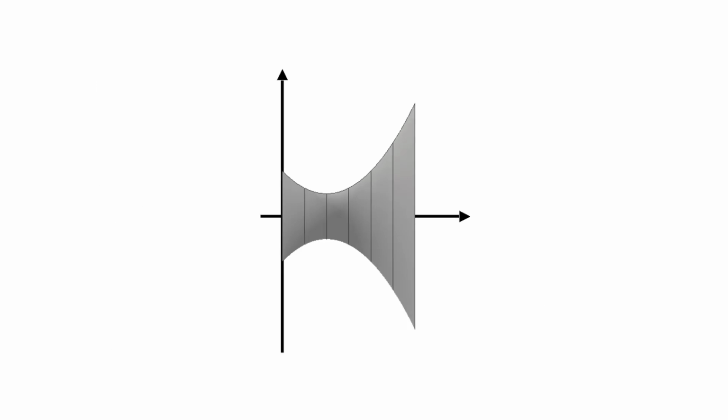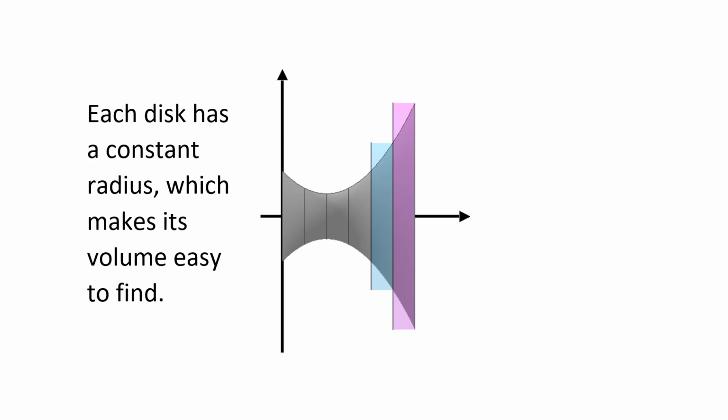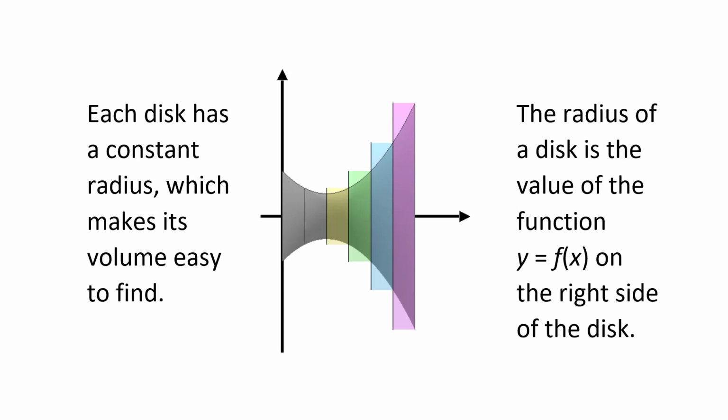We break the object up into several parts and approximate each part with a short cylinder called a disk. This solves the problem of the varying radius. For each individual disk, the radius is constant. We take the radius of the disk from the curve. In this example, I'm getting the radius of each disk from the radius of the object on the right side of the disk. It is also possible to get the radius from the left side, or the center, or some other point in the interval.